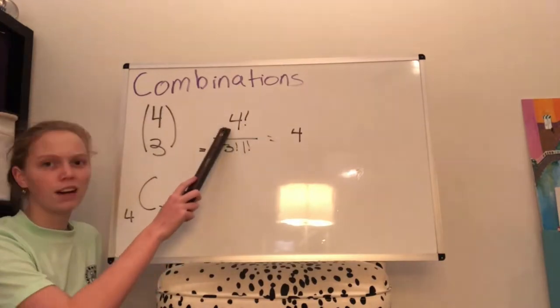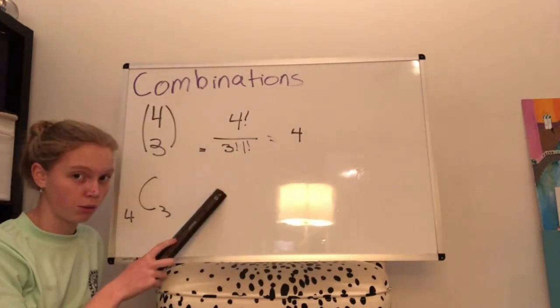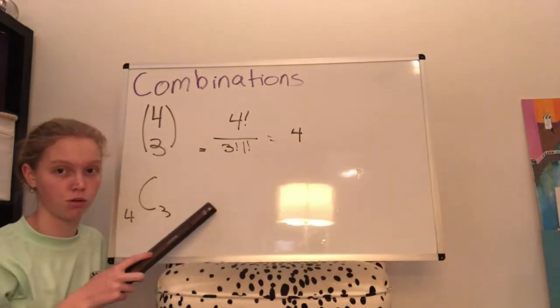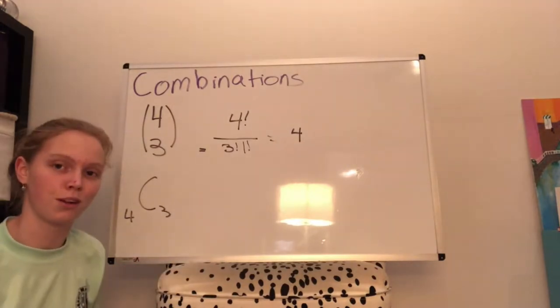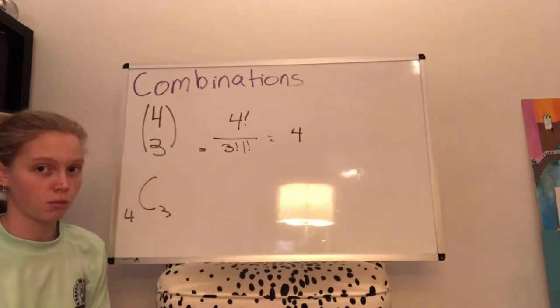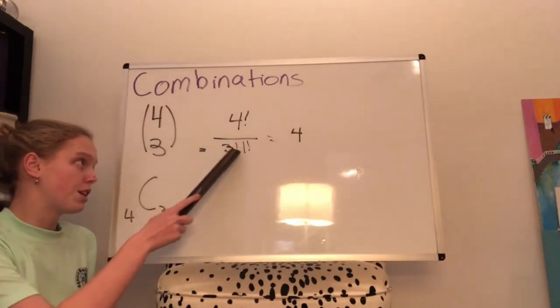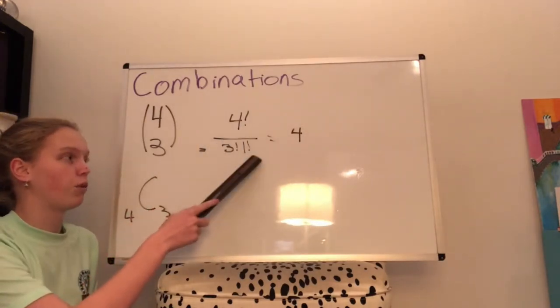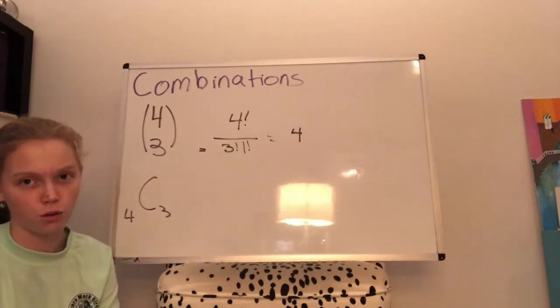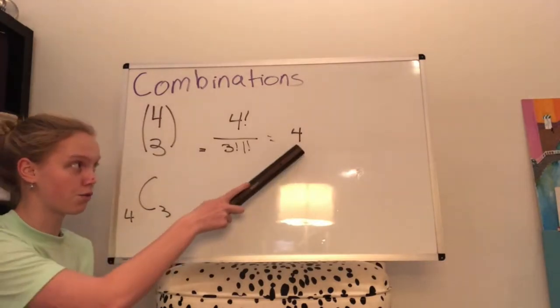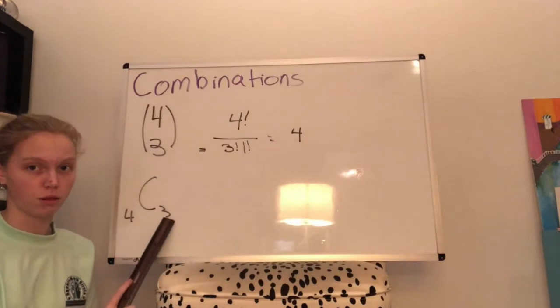Now, 4 factorial is just 4 times 3 times 2 times 1. 3 factorial is 3 times 2 times 1. So 4 factorial is just 4 times 3 factorial. So this cancels out with this. So then it's just 4 over 1 factorial. And 1 factorial is 1. So 4 over 1 equals 4. So 4 choose 3 equals 4.